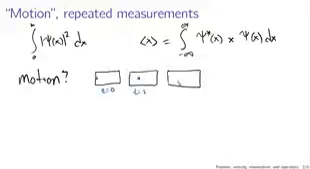Maybe at that point it would be here. That's, say, t equals 2 seconds. Or if I wait a little bit longer and measure the particle yet again at, say, t equals 3 seconds, maybe the particle would be up here. Now, does that mean that the particle followed a path that looked something like this?